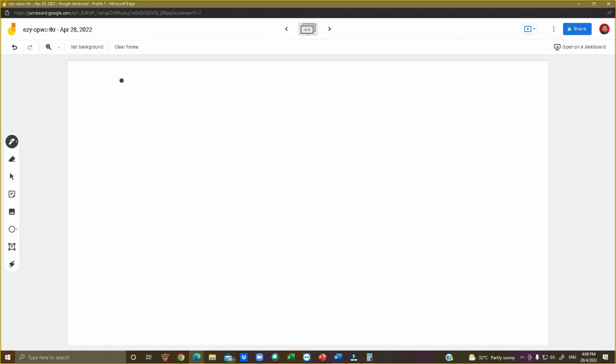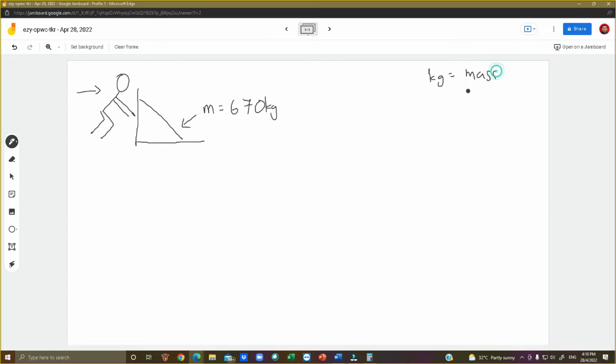Still friction. Okay, we have a football player training tackling. So this football player tackles a tackling sled, and the mass of this sled is 670 kg. Ini mass. Okay, remember this. When you see kg, it is mass. When you see Newton, it is weight.